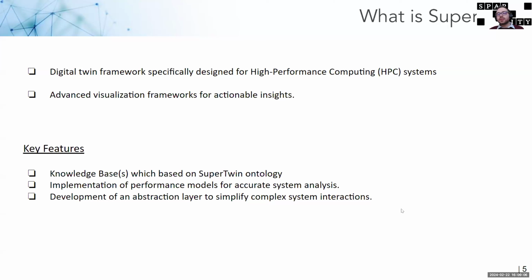So what is SuperTwin? SuperTwin is briefly a digital twin framework specifically designed for HPC systems. It provides advanced visualization and actionable insights. On top of that, SuperTwin implements static and real-time performance models for accurate system analysis, which Jose will talk more in detail, and it proposes an abstraction layer to simplify complex system interactions, which Osman will explain in detail later.